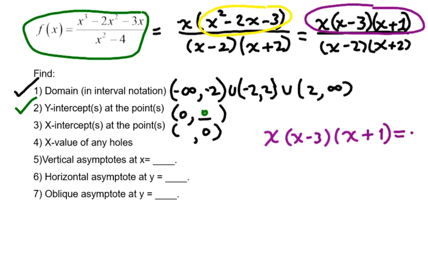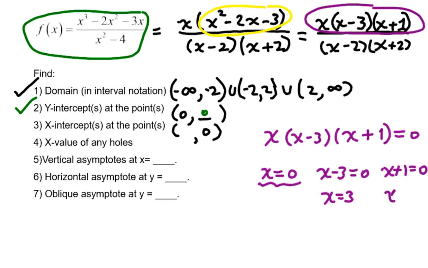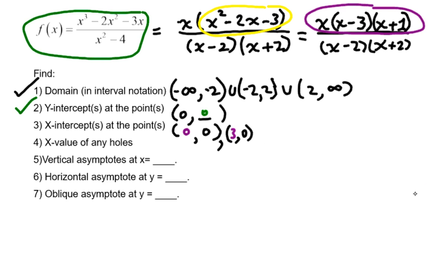because if any one of these factors equals 0, then the whole numerator will become 0. So we're going to set each factor equal to 0 and solve for x. So this is already solved. If we add 3 to both sides here, we get x equals 3. And if we subtract 1 from both sides here, we get x equals negative 1. So I actually have 3 x-intercepts, one at the origin and one at 3 comma 0. And let me erase this, one more at x equals negative 1.